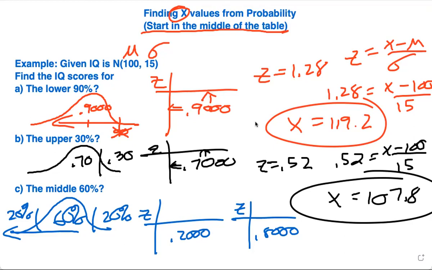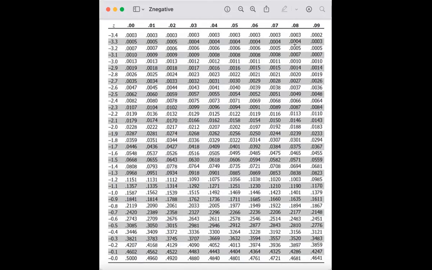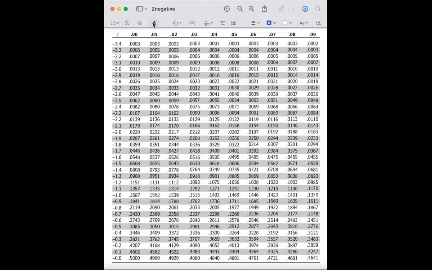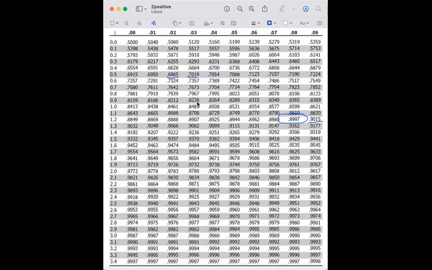Negative z-score time, 0.2000. Let's see what we can find. And this does take a minute, okay? Shouldn't be quick. I mean, the more you do it, the faster, I hope. Okay, 0.2000. Where are you? 0.2, not over here. Those are 0.2. There we go. Negative 0.84. Again, negative 0.84. Let's go to the positive z-score for 0.8000 for that probability. 0.8000. Where are you? Oh, there we go.